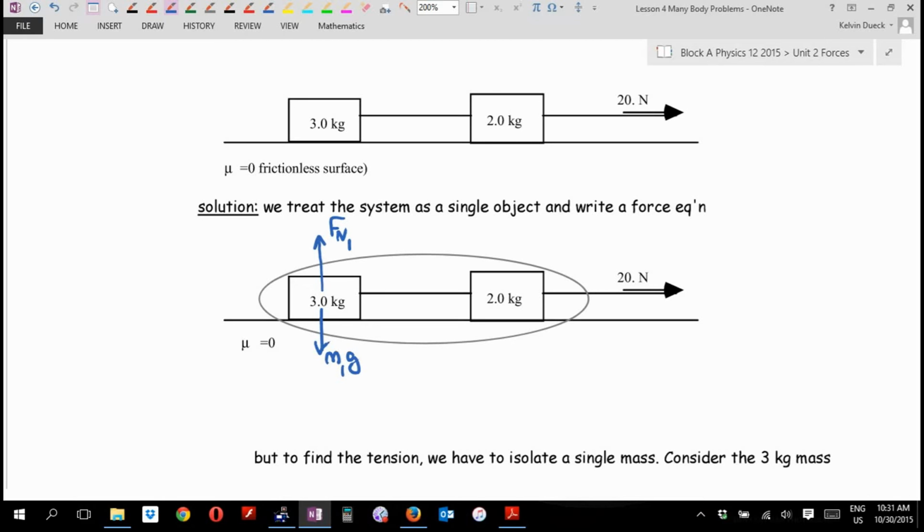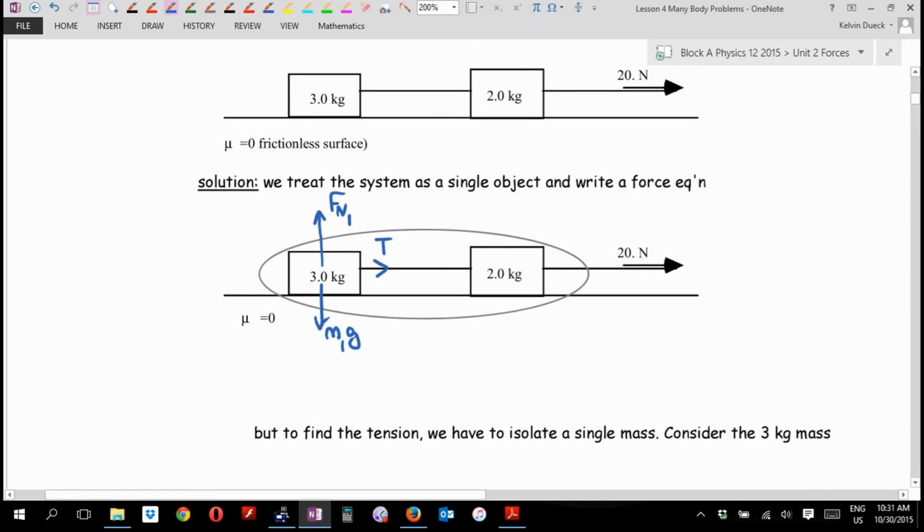So there must be a force pulling it to the right, and this is the key. It's not the 20. And the reason I know it's not the 20 is the 20 is not touching the 3 kilogram mass. What is touching the 3 kilogram mass? A rope. Devin, what have we traditionally called the force from a rope? Was it you that said that? Tension. Okay. That's all of the forces on mass 1.